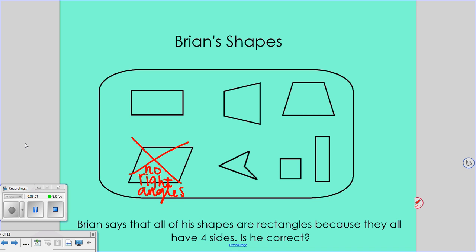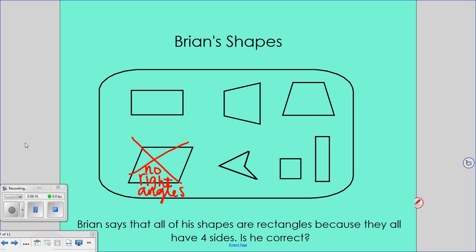Is there anything else that doesn't have 4 right angles? Bryce, go put an X on it. Don't put your hand on it, just a marker. Alright, Bryce is going to X out another shape that doesn't have 4 right angles. Remember what right angles look like? They are the L.